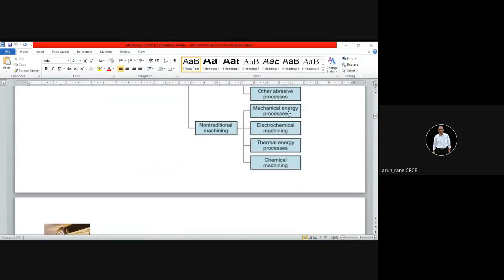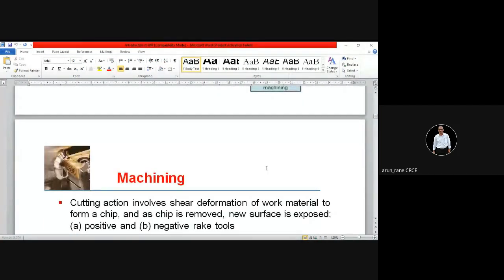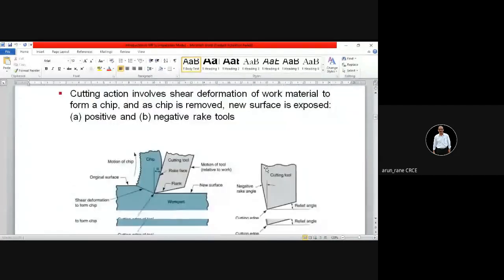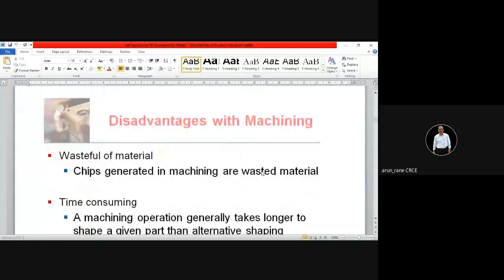Non-traditional machining is based on mechanical energy, electrochemical. We say electrochemical etching. Thermal energy means your EDM or wire EDM. Chemical machining means chemicals are used to machine, because chemicals can erode the material, isn't it? Then these are not required. These are not required. These are not required. Right?